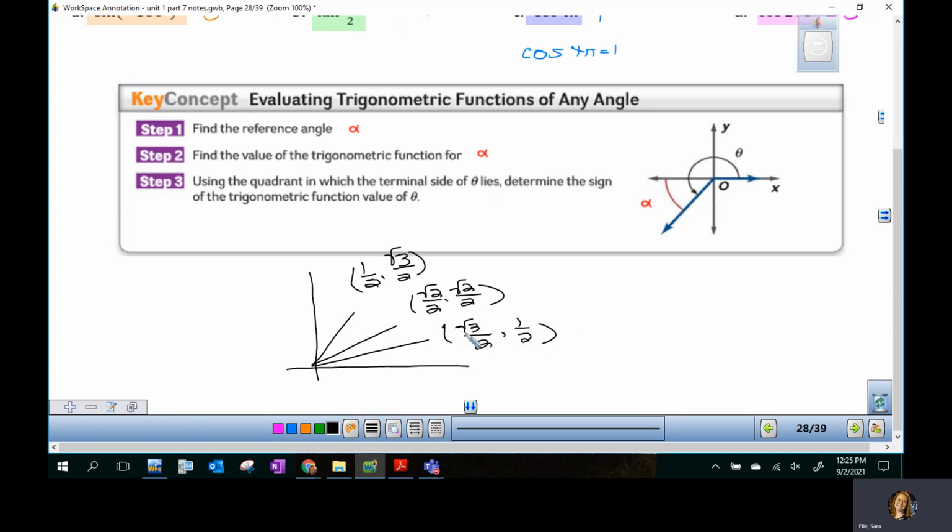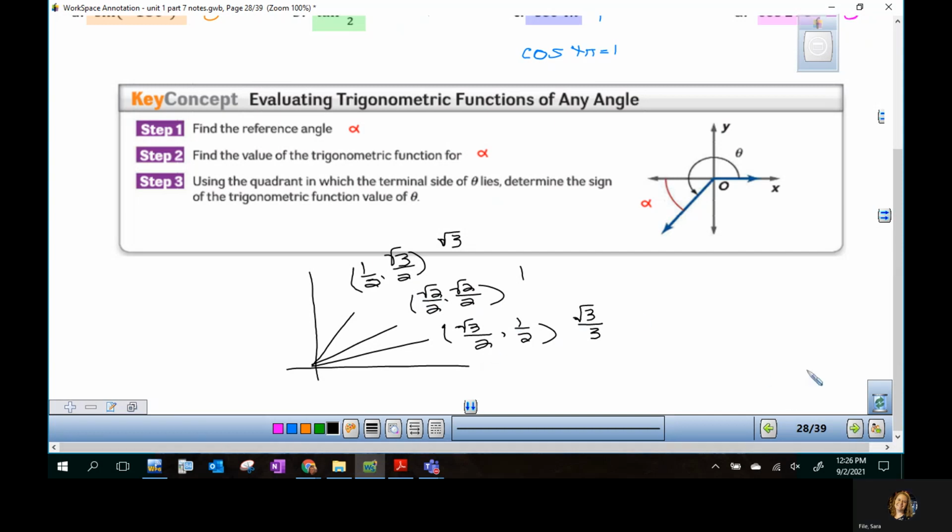So who remembers what the tangent was at 30? Square root of 3 over 3. Remember, 30 starts with 3, has the extra 3. What was tangent at 45? 1. And then the reciprocal of square root of 3 over 3 is just square root of 3. Okay, so if we can remember just those 3, that's going to help us find all sorts of trig values around any angle, not just quadrant 1.